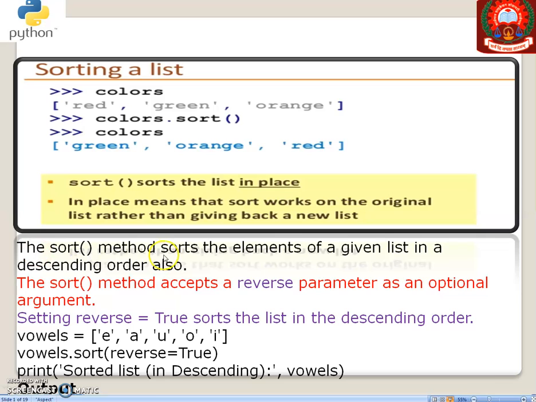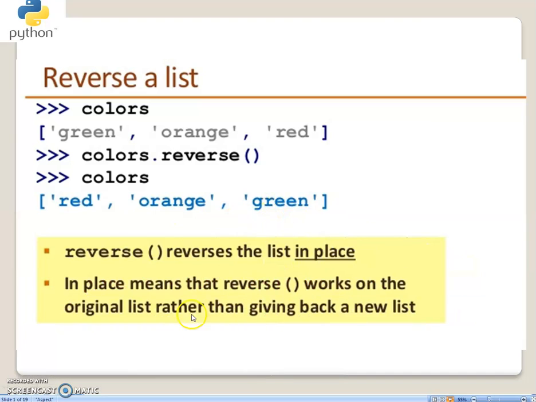So next, the sort method sorts the elements of a given list in descending order also. This is ascending order, but if you want to sort these elements in descending order, it will also sort these elements in descending order. So set reverse to sort this list in descending order: colors.sort with reverse equal to True. Print the sorted list in descending order, and automatically it will print it.